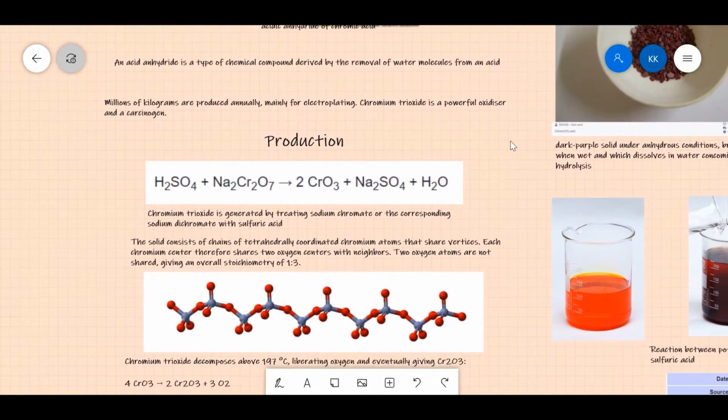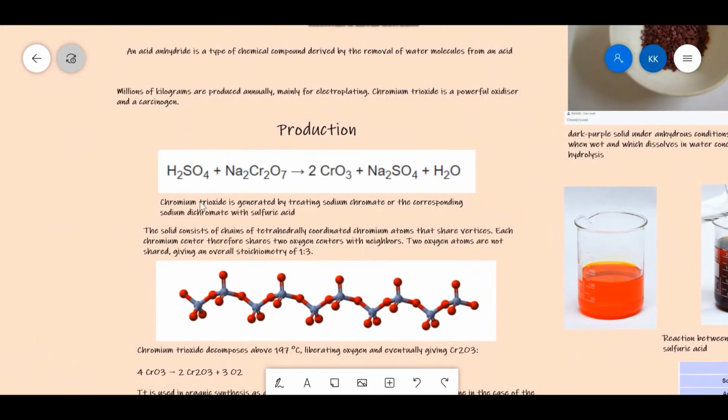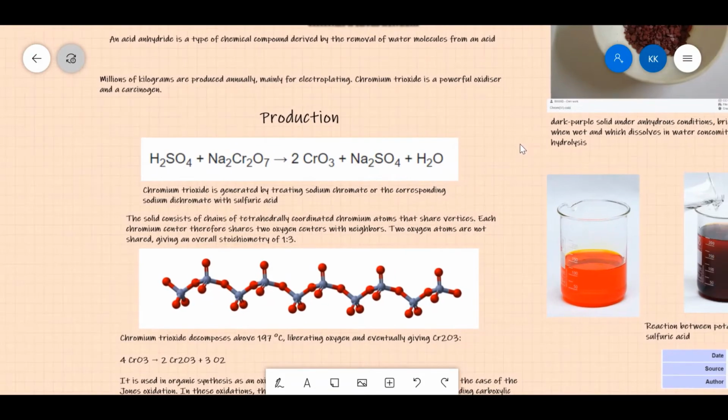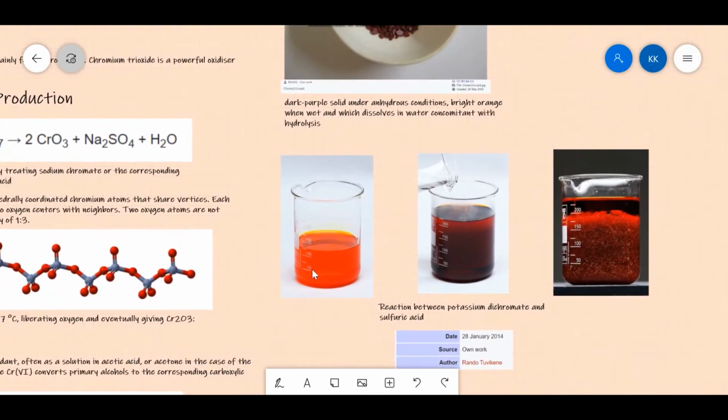Now let's look at the production. Chromium trioxide is generated by treating sodium chromate or the corresponding sodium dichromate with sulfuric acid. So we have sulfuric acid and sodium dichromate, and we get our CrO3 molecule, which is chromium trioxide. We can have a look at the reaction here as well.